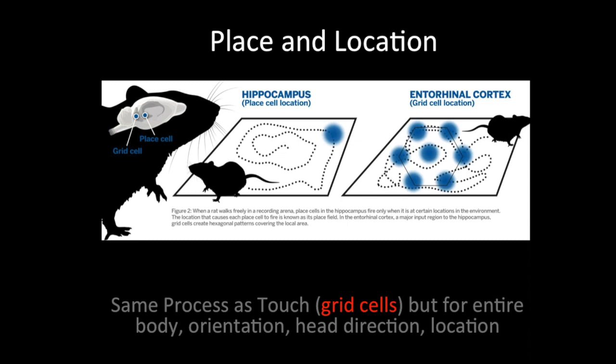So the same process from touch to body orientation to head direction to location. In other words, the same process is happening at every level of the body, and it's cumulatively building these overlapping maps of the world that we experience intuitively as one.